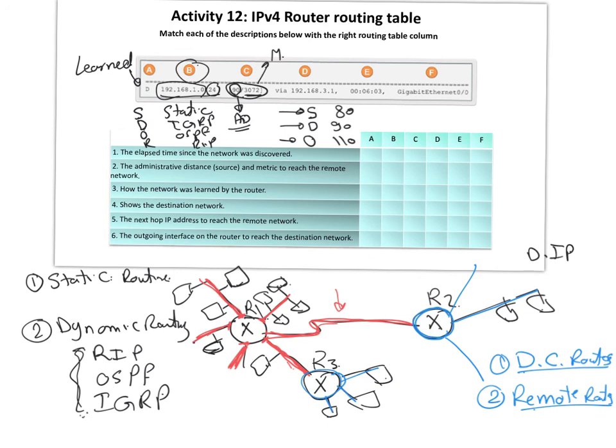Okay, so if we have 3 routes with the same number of ones in the network mask, one is S, one is D, one is O. Which one do we select? We select S. We select the static route because the static route has less value in the administrative distance. So administrative distance measures the trustworthiness of that route.